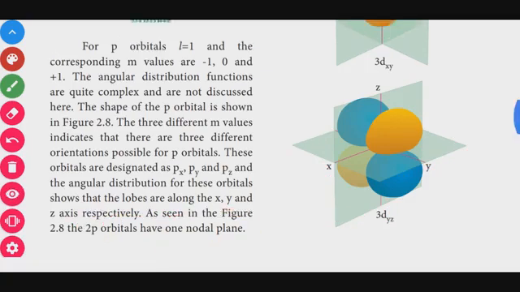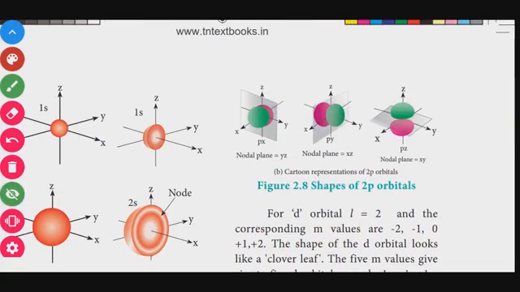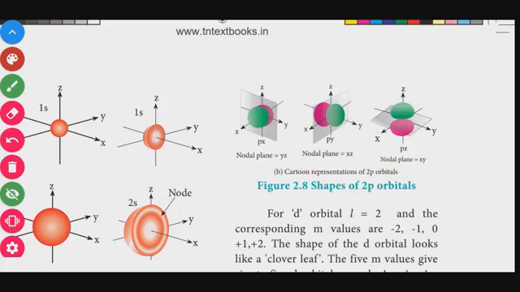It has one nodal plane, and the nodal plane for px is the yz plane, because px will be lying along the x axis. Since it lies along the x axis, the nodal plane is yz. Similarly, for the one along the y axis the nodal plane is xz, and since this one is along the z axis, it will be the xy plane. So I will tell you how to draw this simply.